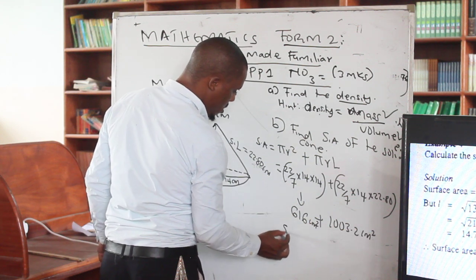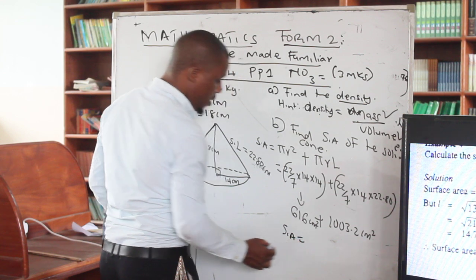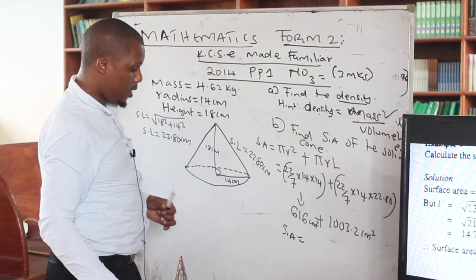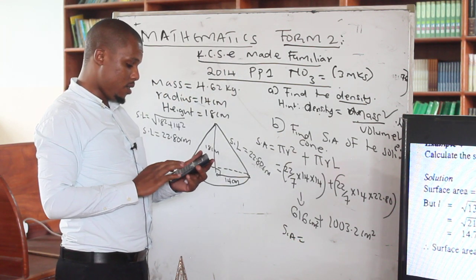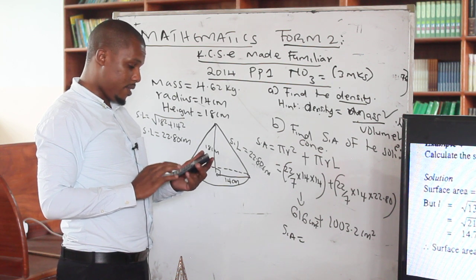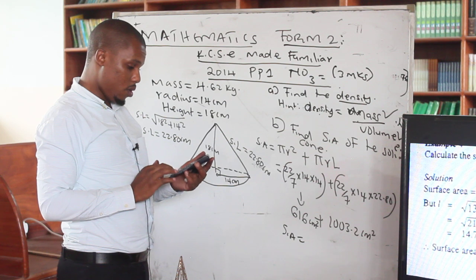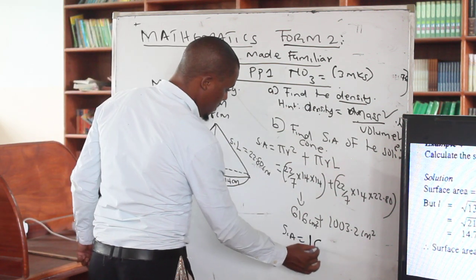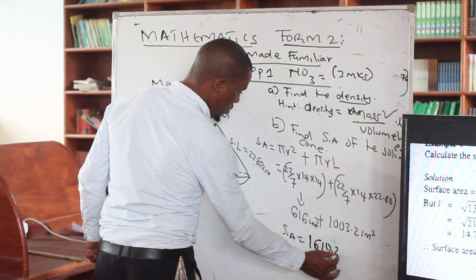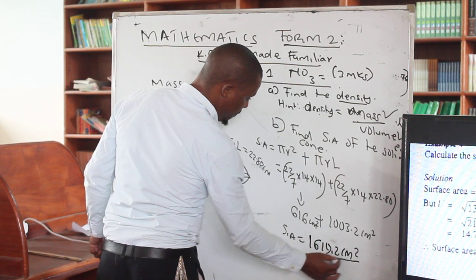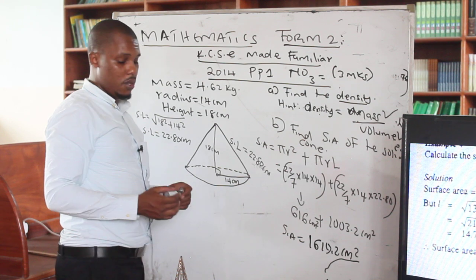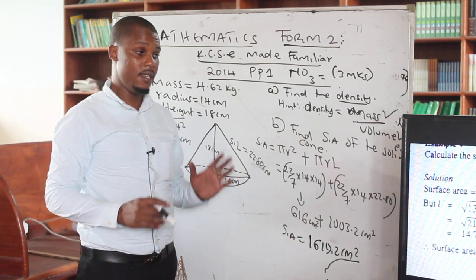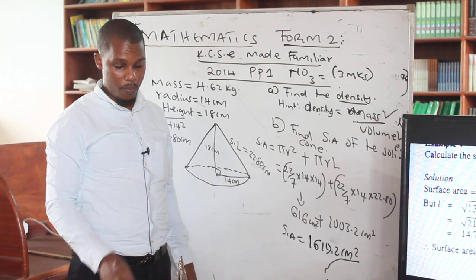So the surface area is given by 616 plus 1003.2, which gives us 1619.2 centimeters squared. That's the information you have when it comes to the case of the cone. That's what you're going to be doing.